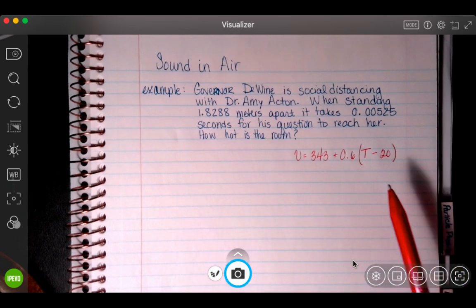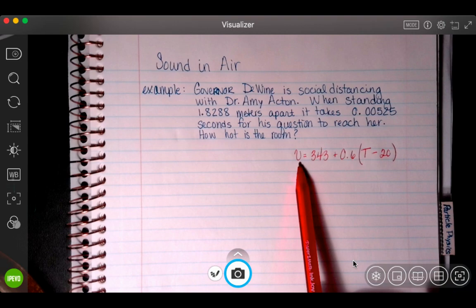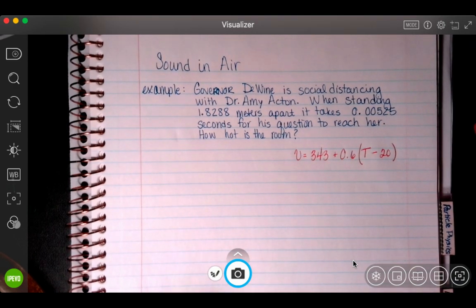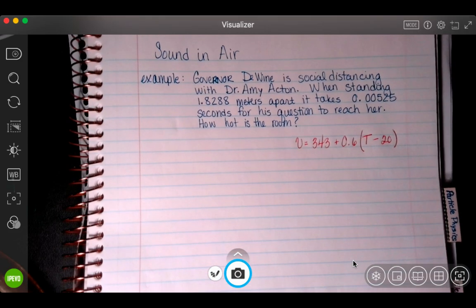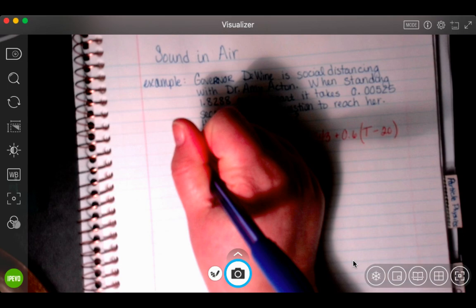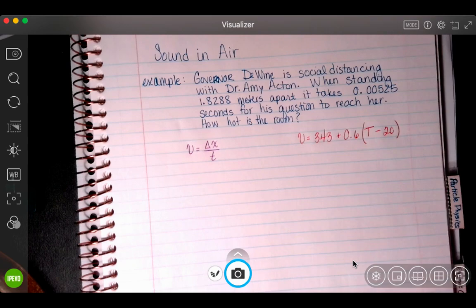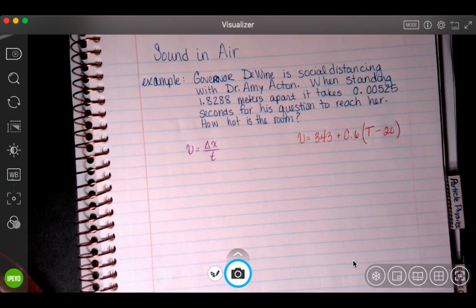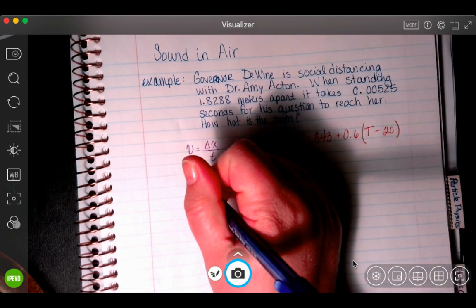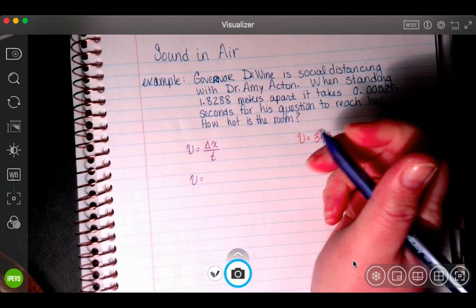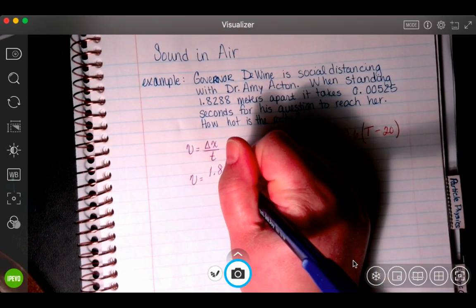So all we need to do to figure out the temperature is to find the velocity. But you're saying to yourself, I don't have my frequency, I don't have a wavelength, all I have is a distance and a time. And then it occurs to you that back in August, we learned that velocity is simply the change in position over time, or the displacement over the time, which would be the distance between Governor DeWine and Dr. Acton.